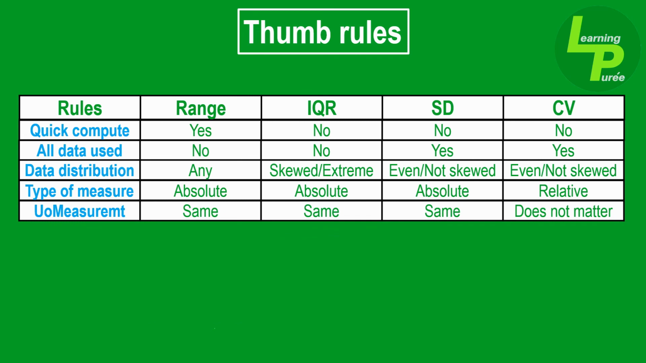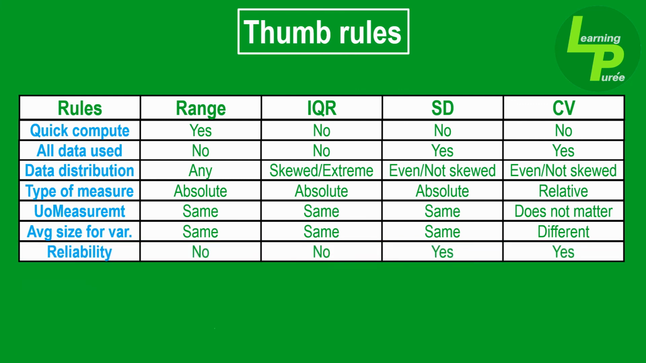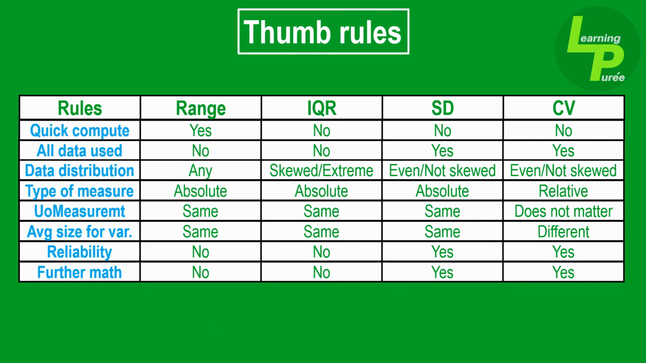That is because the unit of measurement does not matter for the computation, and the average size of the variable can be different for coefficient of variation. Standard deviation and coefficient of variation provide a figure that indicates more reliability of data distribution around the average. And lastly, standard deviation and coefficient of variation are also capable of further mathematical treatment. So they are preferred when such treatment is needed.